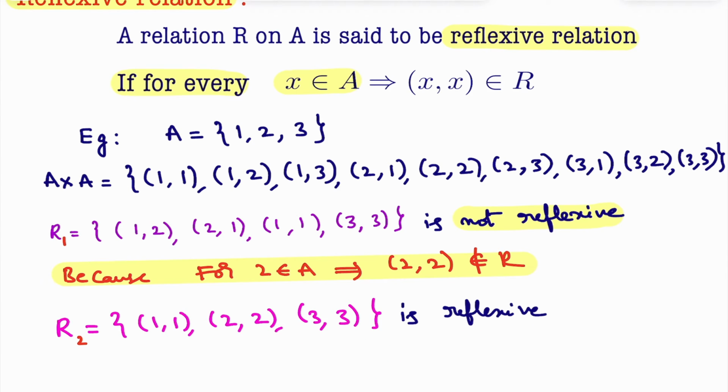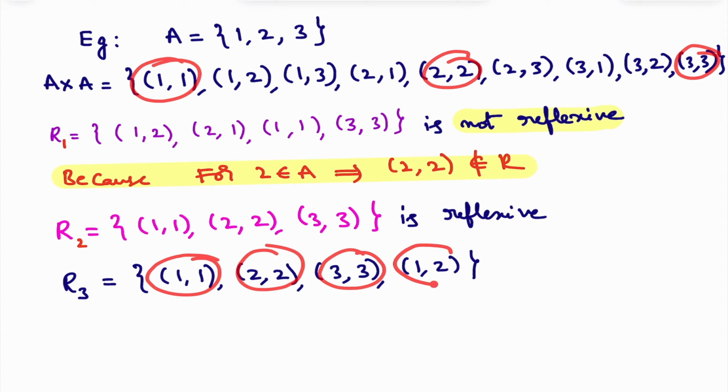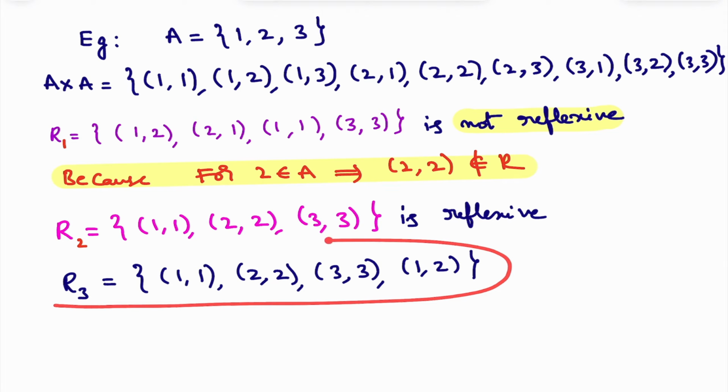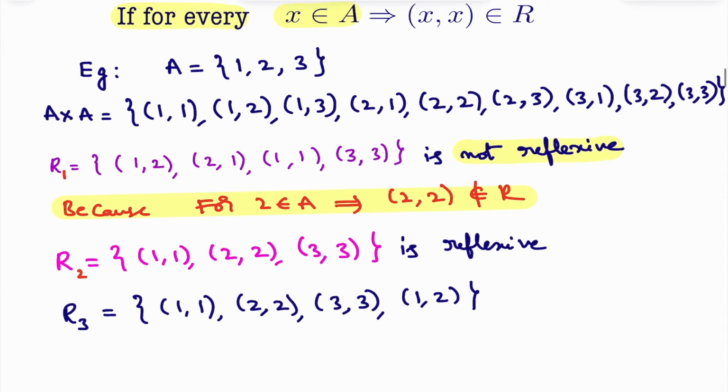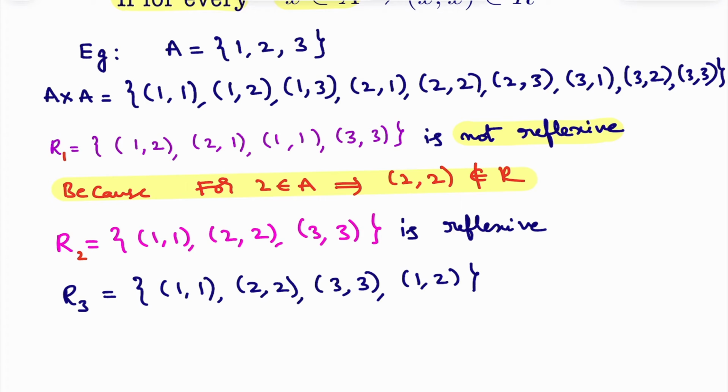Now I'll take one more example to understand this reflexive relation more clearly. You observe, I consider one relation and it is a subset of A cross A: 1 comma 1, 2 comma 2, 3 comma 3, 1 comma 2. Yes, all elements of R3 are there in A cross A. So this is a relation on A. Now I am checking whether this relation is reflexive or not. What is the reflexive relation condition? For every x belongs to A, this is important. For every x belongs to A, the ordered pair x comma x belongs to the relation or not, you need to check.